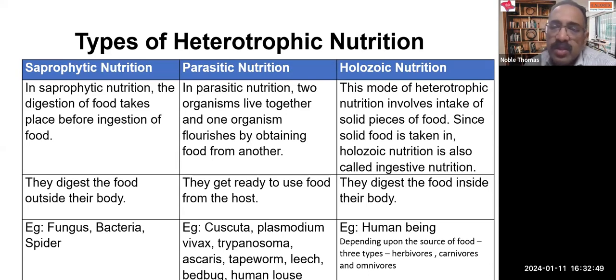And holozoic nutrition, the organisms which consume the entire food, they mostly have a very well developed digestive system, and the food is taken into the digestive system and digested inside it. It can be a complete digestive system or an incomplete digestive system. A complete digestive system has two openings, one for the entry of the food and second for the exit of the undigested food material.